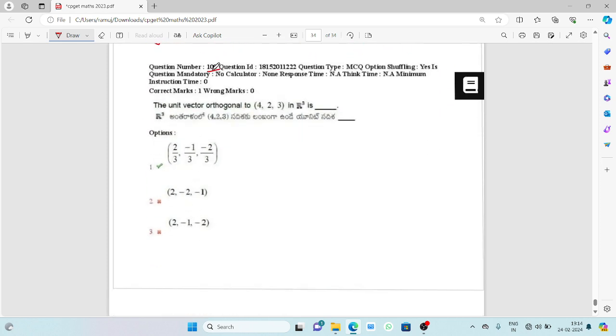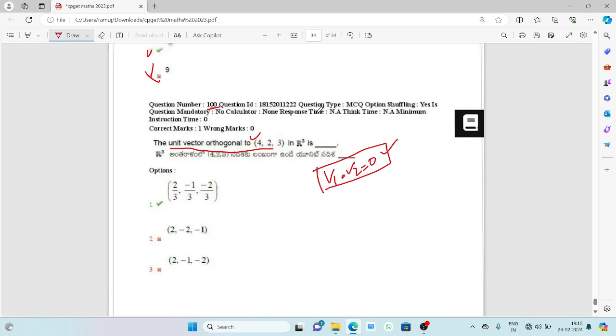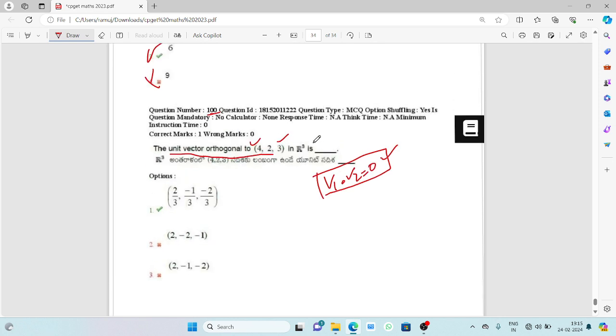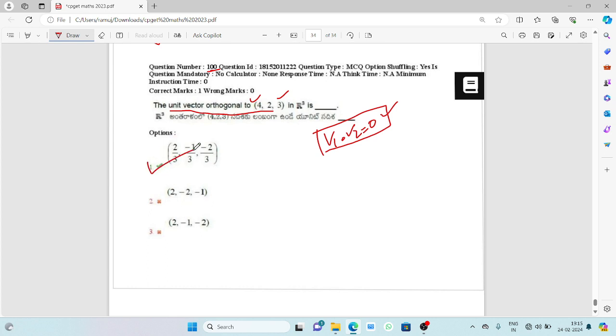The 100th question asks for the unit vector orthogonal to 4, 2. I already told you, whenever orthogonal comes up, suppose vector v1 is orthogonal to v2, then if you take the dot product, it simply goes to 0. Then only can we say that it is orthogonal. He is asking for the unit vector orthogonal to 4, 2. If the dot product goes to 0, then it is the orthogonal vector to this tuple. He says the first option is correct. You can verify it using that method to get the answer.